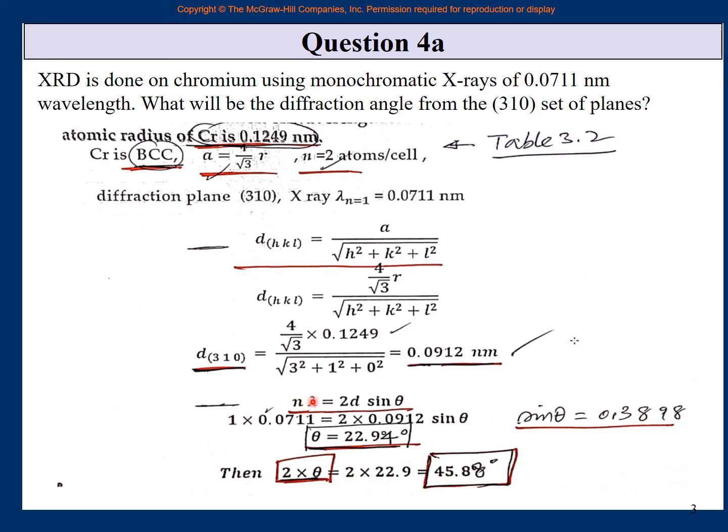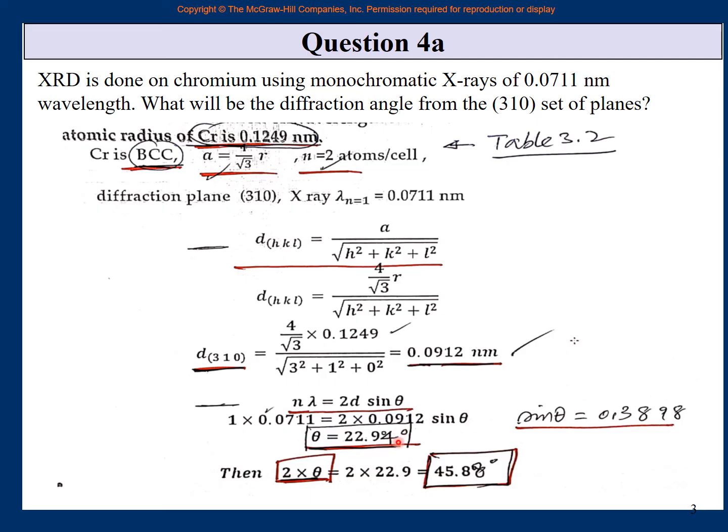Lambda is given in the problem. What is the wavelength? So lambda is given, and d you have just found out, 0.0912. So this value is given, this is given, this is given, this is given. From here you find sine theta. Sine theta is 0.3898. You take inverse sine and you get theta equal to 22.94 degrees.